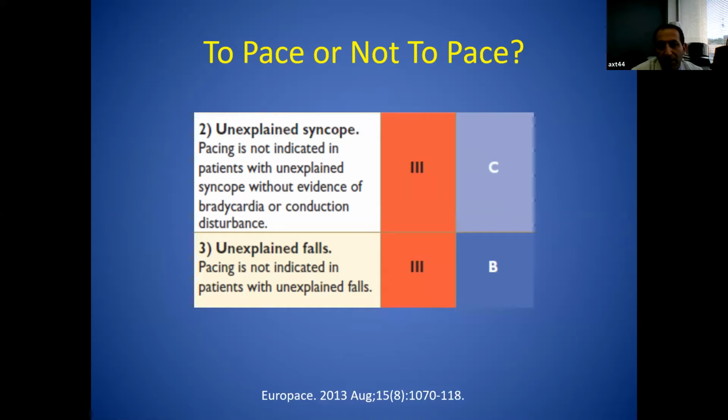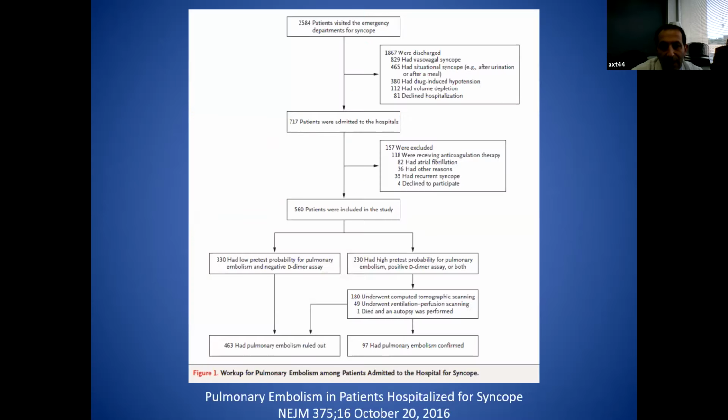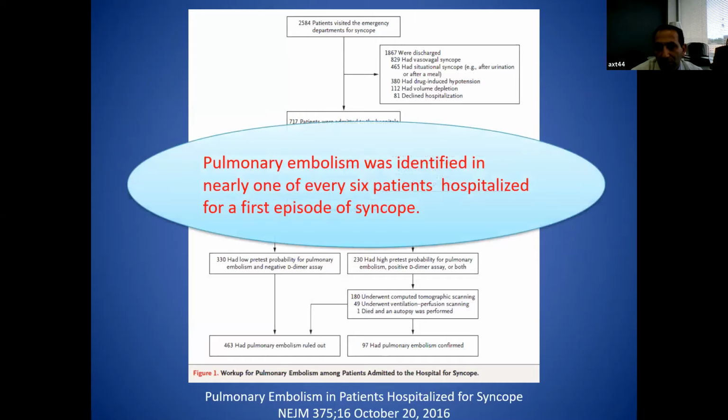You're not going to put a pacemaker in for unexplained syncope or unexplained falls. We need some data, otherwise it's a Class 3 recommendation. And then this was a study published in 2016 in the New England Journal of Medicine, and it showed that pulmonary embolism was identified in nearly 1 of every 6 patients who were hospitalized for a first episode of syncope. So think of PEs also.